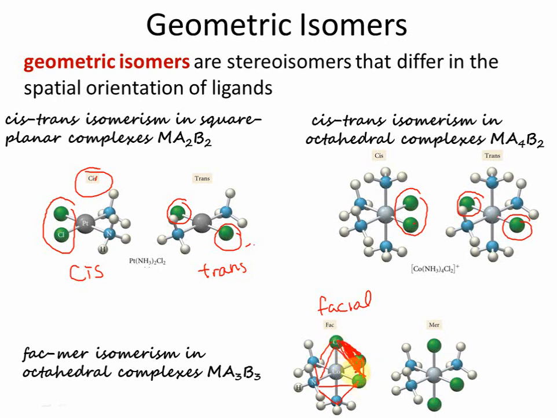But the MER stands for meridional. So that's where they get the MER. Think of them all being in the same line, like the prime meridian that goes through a globe. So these all lie within the same plane as the central metal ion. Here you have 2 axial ligands and 1 equatorial ligand. You're only going to see FAC and MER isomers with octahedral complexes.